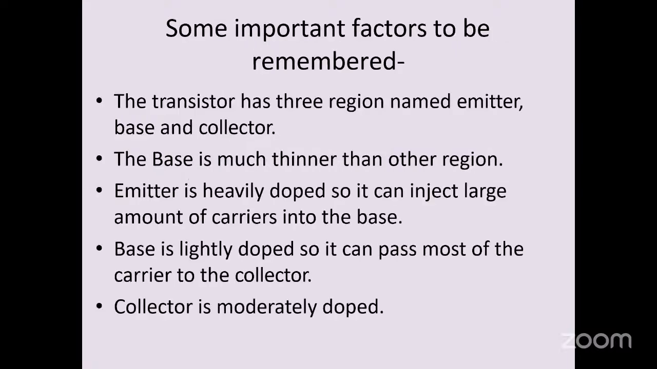So what are the important factors to be remembered here? The transistor has three regions: emitter, base, collector. The base is much thinner than the emitter and collector. The emitter is heavily doped and always in forward bias, and its role is to inject a large amount of carriers towards the base. The base is lightly doped and passes most of the carriers towards the collector. The collector is moderately doped.